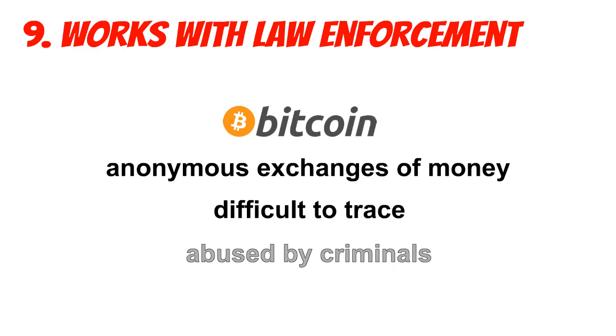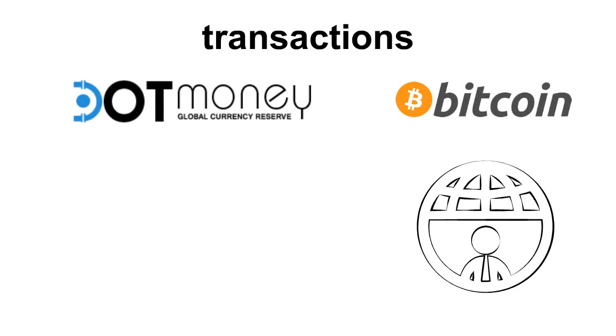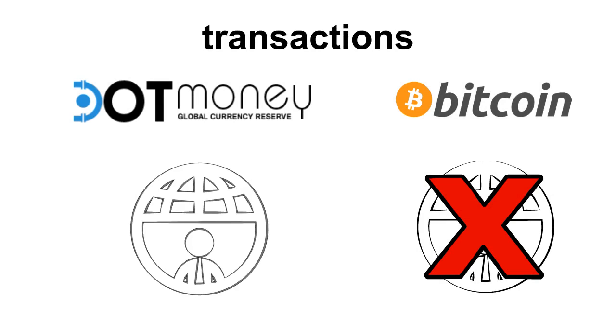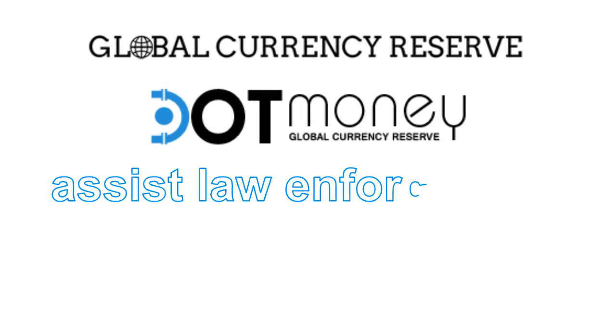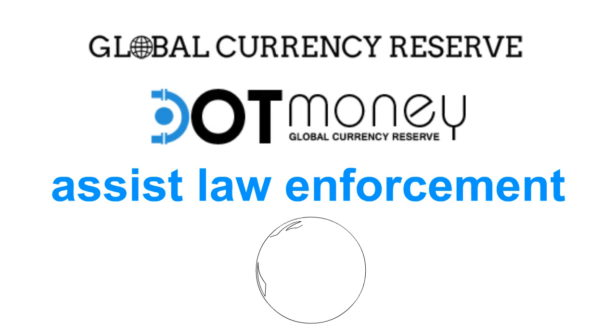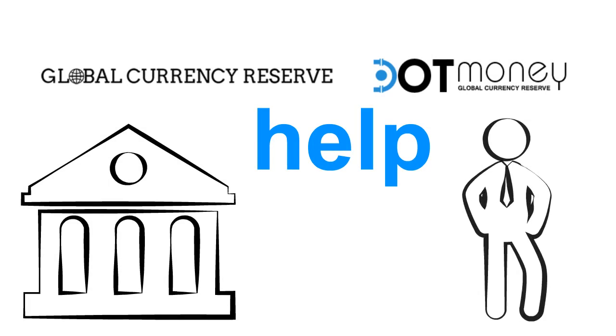Now, while transactions in DotMoney are performed in a similar manner as Bitcoins, there is no central administrator for the creation of Bitcoins like there is for DotMoney. As a result, there are other ways that the Global Currency Reserve, GCR, and DotMoney can assist law enforcement around the world to help apprehend criminals. The Global Currency Reserve, GCR, and DotMoney are created to help governments as well as individuals, and as such, the GCR will work with governments and their respective law enforcement to help fight fraud and crime whenever possible.